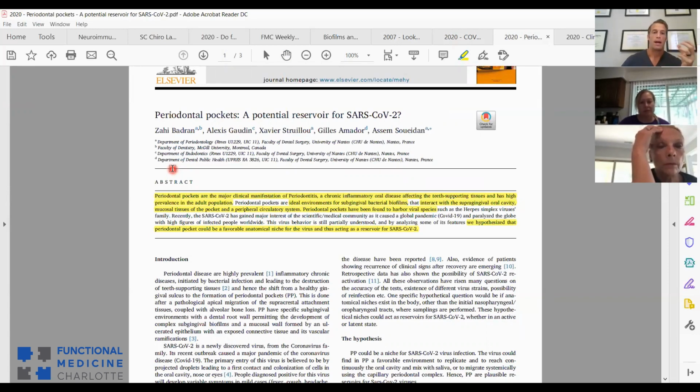So if you have bad breath, that could be periodontitis. If you floss or brush your teeth and you bleed, that could be periodontitis. That could be gingivitis as well.